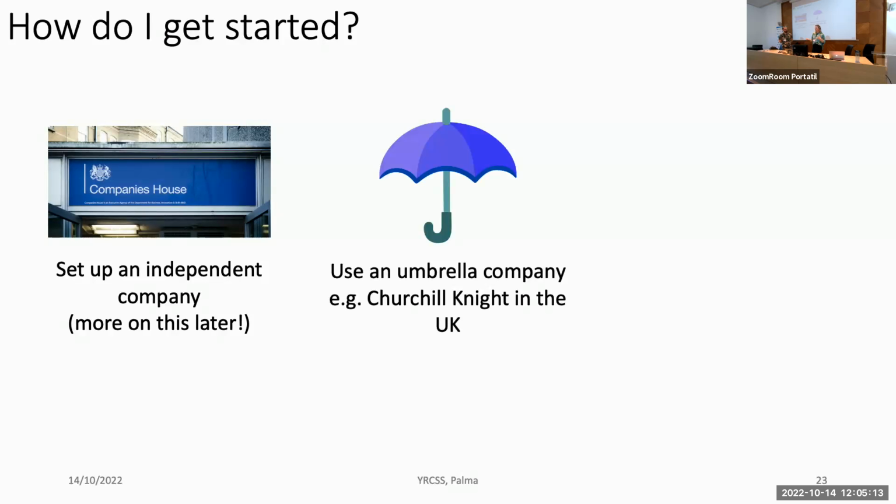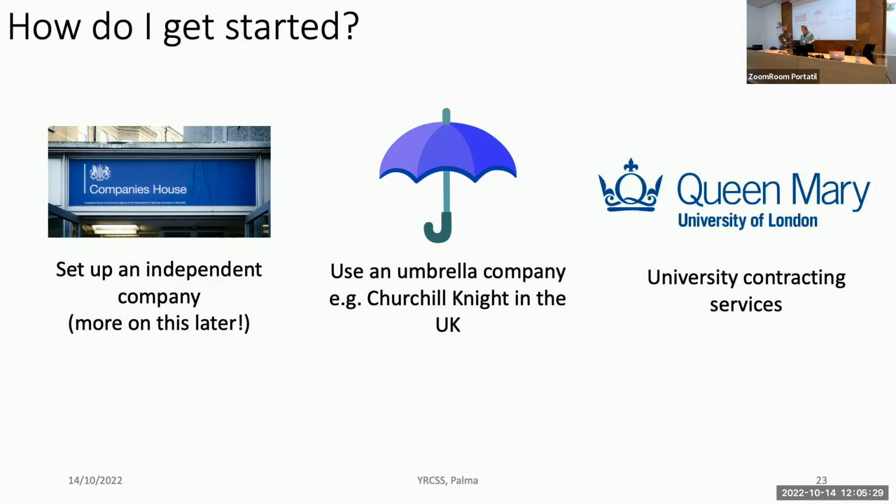Another approach might be to go through an umbrella company. In the UK, a popular one's called Churchill Knight, and the idea is that they will look after all the taxes and accounting side of things, and employ you. And another route is also through the university. Commonly they have some staff directly dedicated to setting up consulting work, and again, they'll look after all the tax and different things that having a company involves.